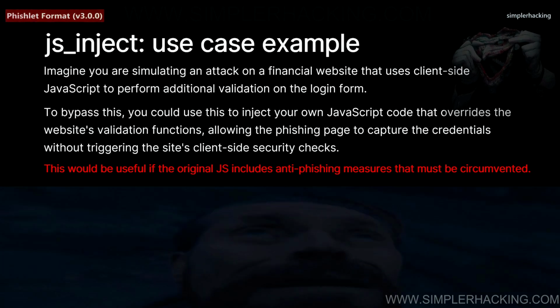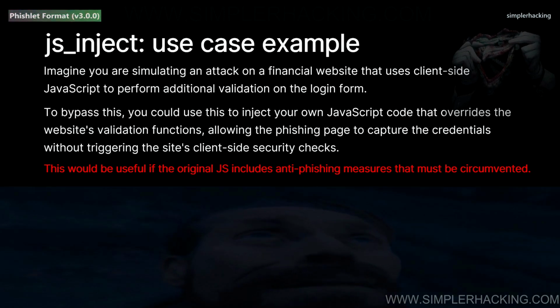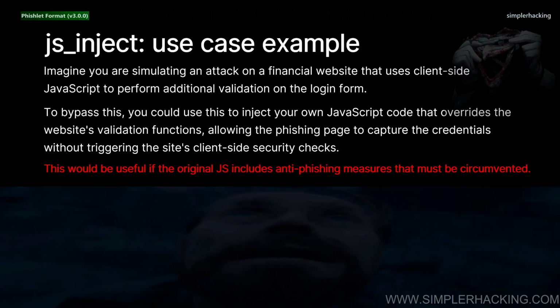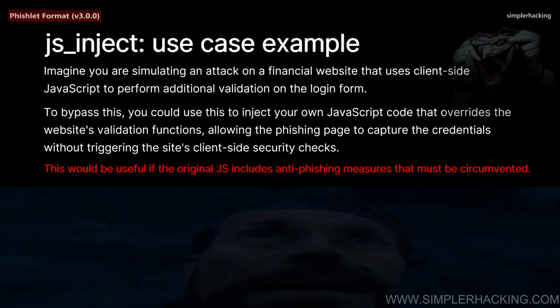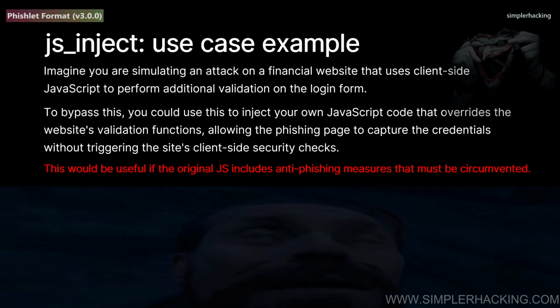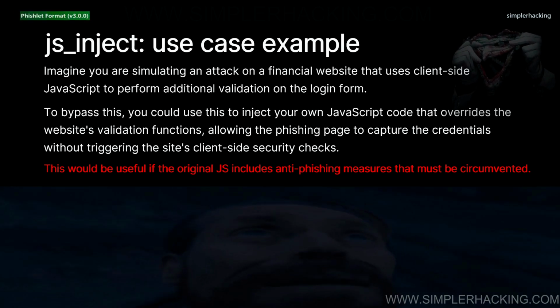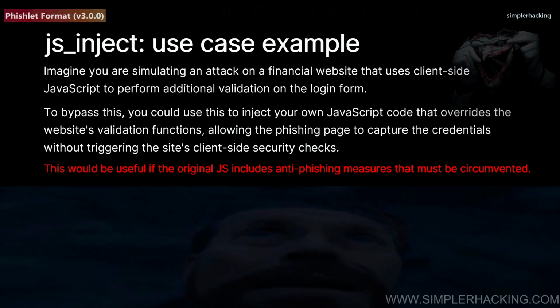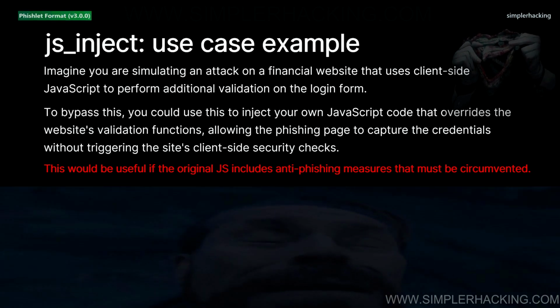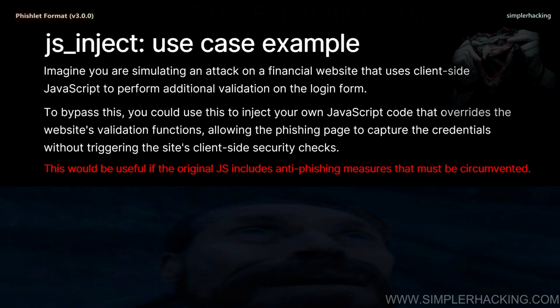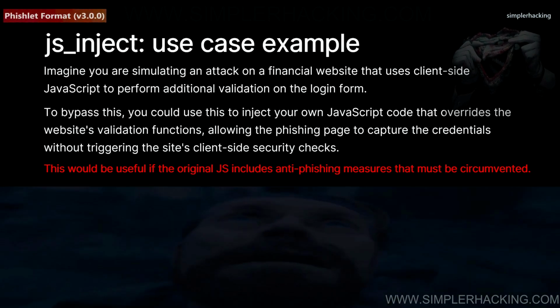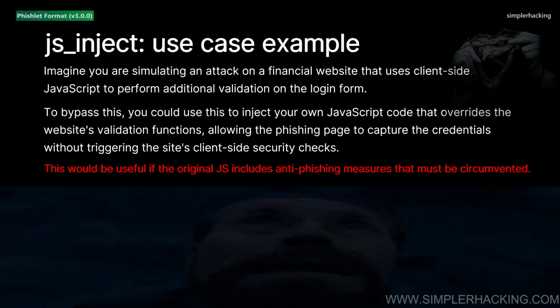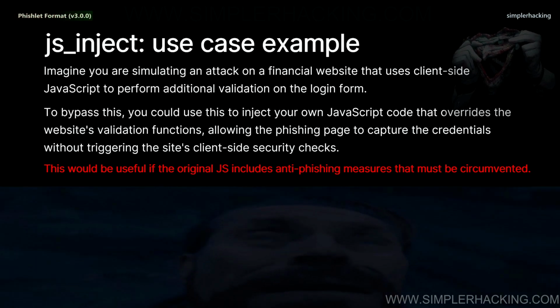Imagine you're conducting a red team engagement on a financial website that uses client-side JavaScript to apply additional validation to its login form. These validations might include measures designed to detect suspicious activity or prevent unauthorized access. To bypass this, you could inject your own JavaScript code to override the website's validation functions. By doing so, the phish page could capture the user's credentials without triggering the website's client-side security checks.